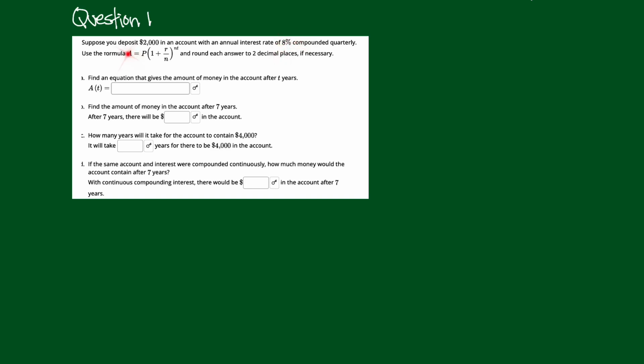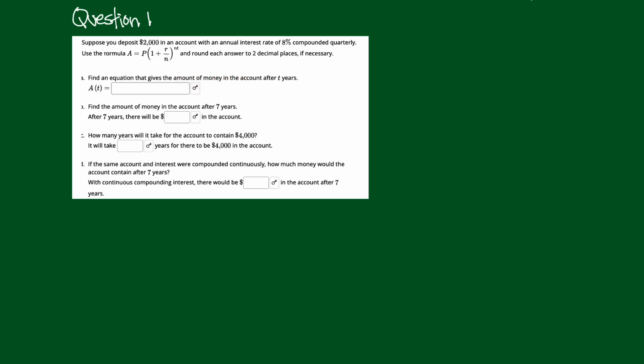All right, we're going to use this interest formula. This is the compound interest formula, and round the answer to 2 decimal places, because it's money. So here's the first part, part A. Find an equation, just the equation, that gives the amount of money in the account after T years.